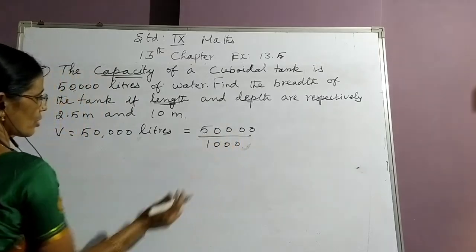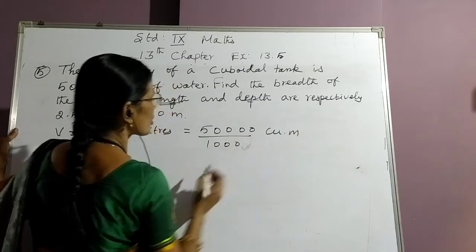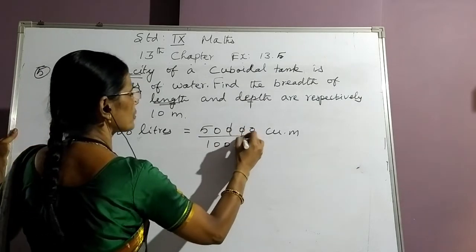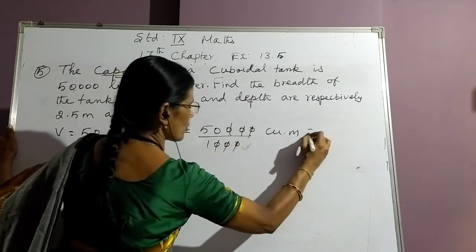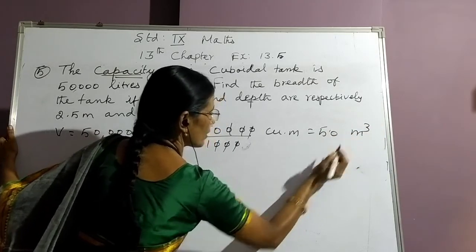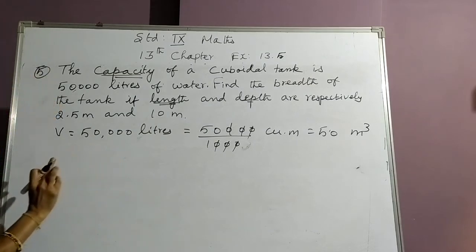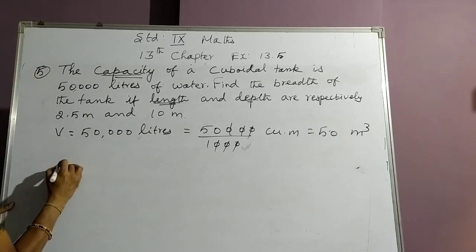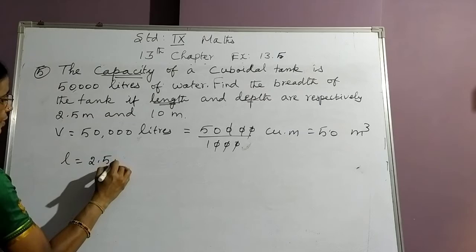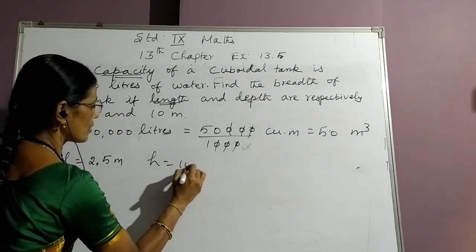So this is 50,000 divided by 1000. Now the unit is converted to cubic meters. So we are getting 50 cubic meters, because units should be the same before we do cancellation. So length is given 2.5 meter and depth H is equal to 10 meter.